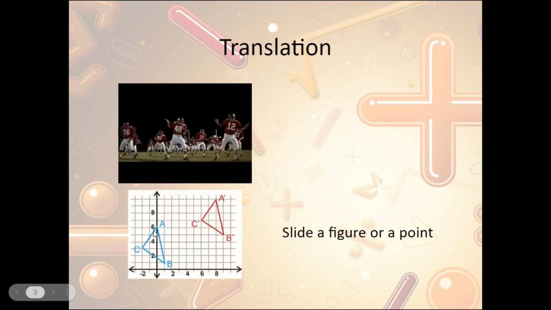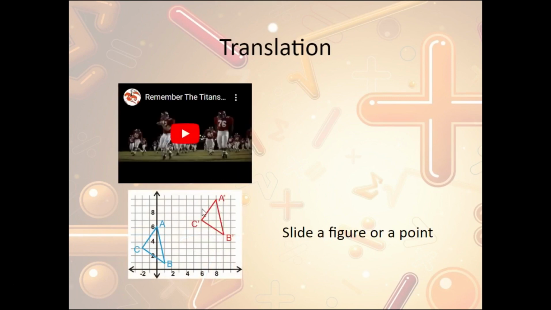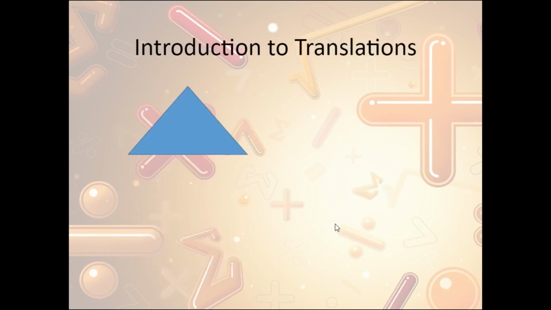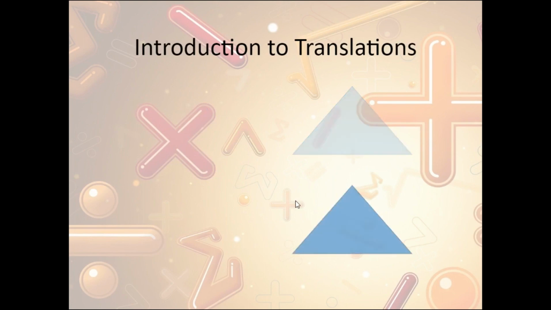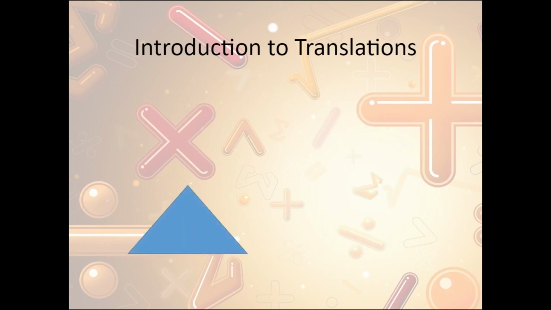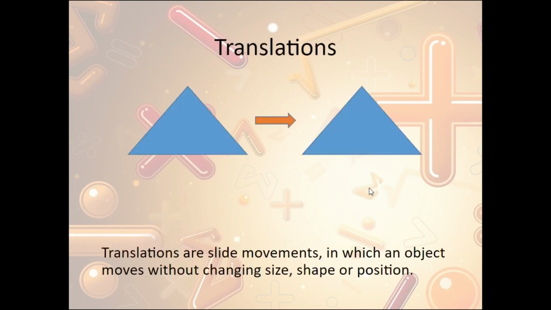So for instance, we have a triangle here. And if we slid it to the right and up, it would end up being this triangle here. So it's just a slide movement. So introduction to translations. Here's our triangle. If we were to slide it, it could move and look like that. Or we could slide it down. Or we could slide it to the left. So all of these are translation movements.